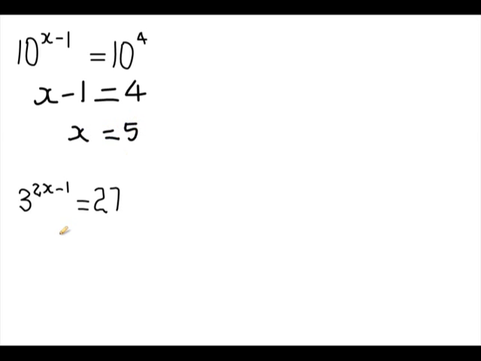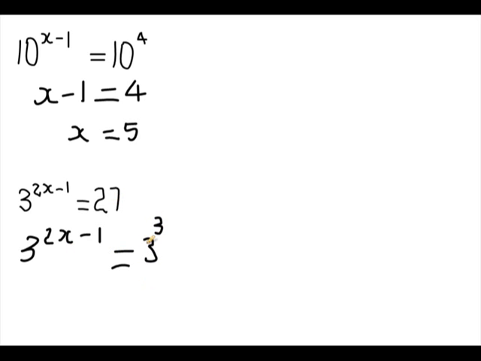Okay, here the expression on the right is not in the form of an exponent. We're gonna make some transformation in order to have the same base. So this can be 3 to the power of 2x minus 1 equal 27, which is like 3 to the power of 3. So now we manage to have the same base.